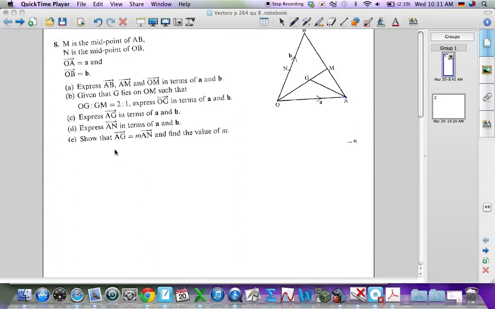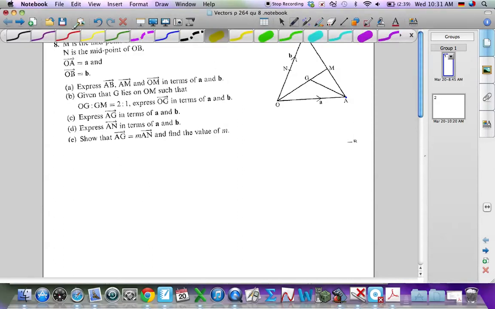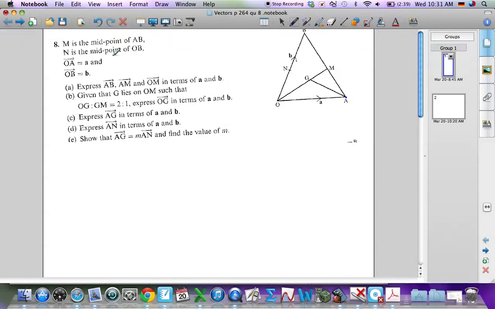I'm going to go through a vectors question that a lot of people had trouble with. This is from the Blue IGCSE Rainer book, page 264, question 8. So here's the picture, here's a small print which is important. I need to take it into consideration. These two are midpoints, and that's vector A and that's vector B.